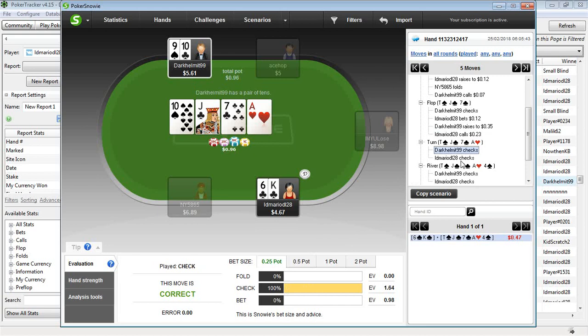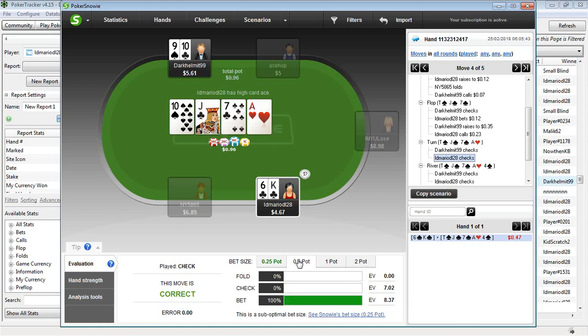And he checks, and I check back, which is the correct play. I could have checked, or I could have bet here. Same EV actually, but they're looking for a small bet here. Half pot bet is actually a higher EV. So really, I could have done either or.